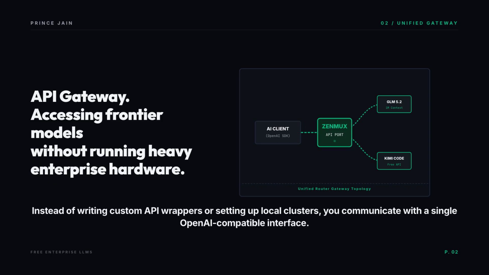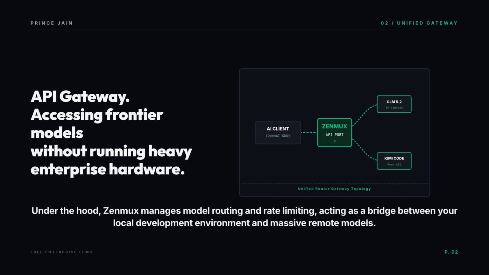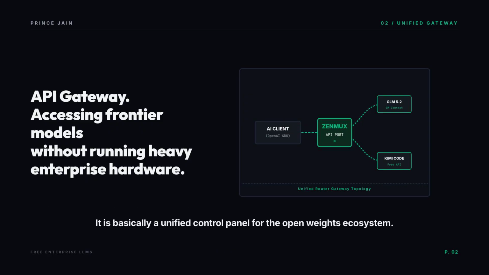Instead of writing custom API wrappers or setting up local clusters, you communicate with a single OpenAI-compatible interface. Under the hood, Zenmux manages model routing and rate limiting, acting as a bridge between your local development environment and massive remote models. It is basically a unified control panel for the open weights ecosystem.